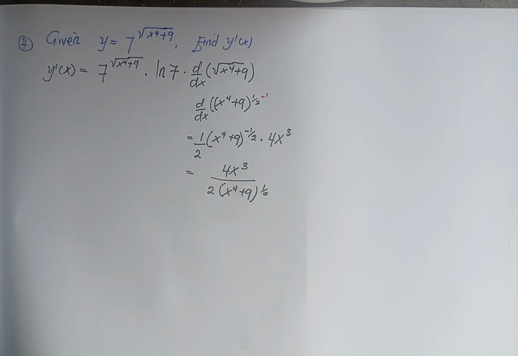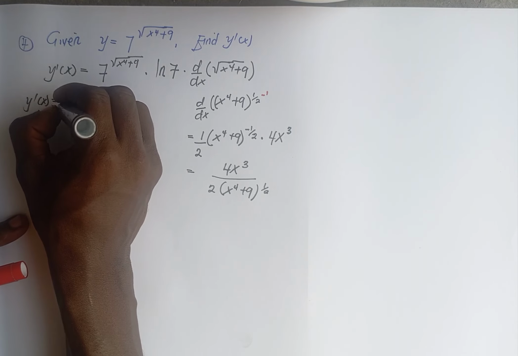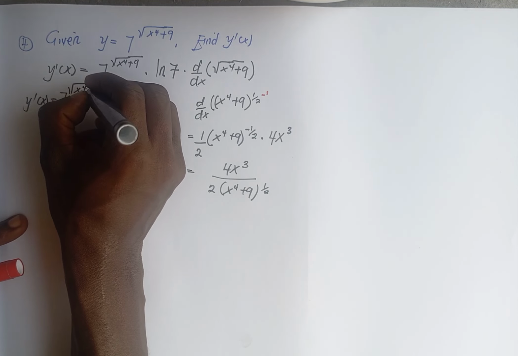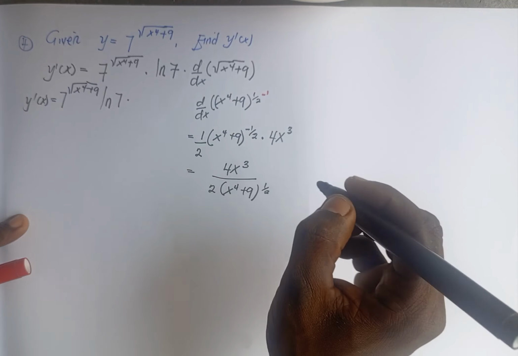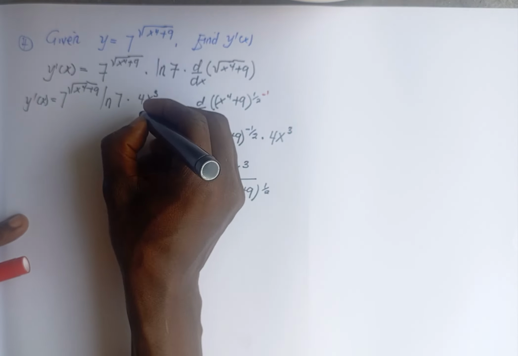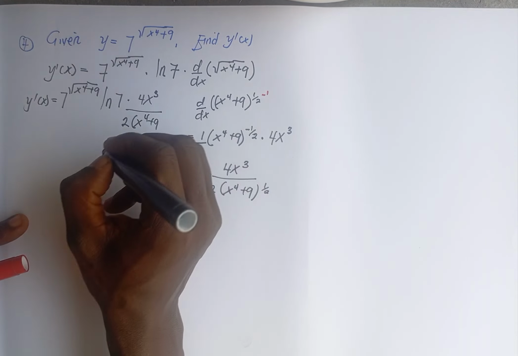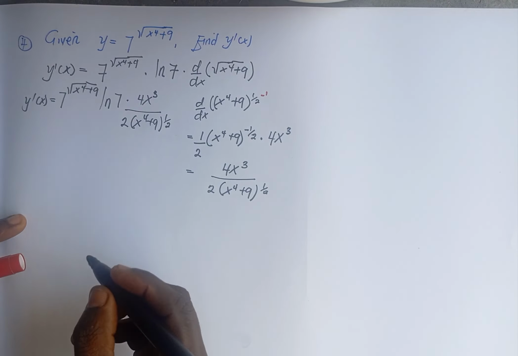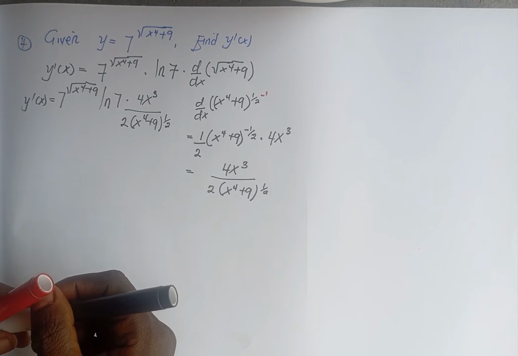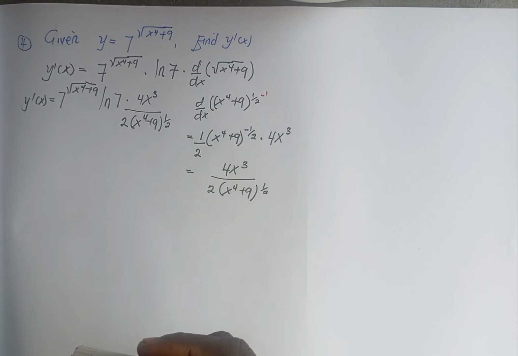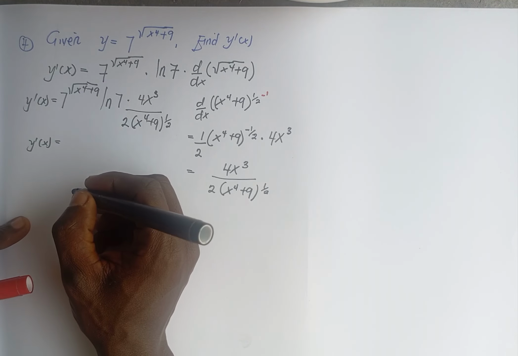So the derivative of this is that. So you just come and add it to this very part. So we have our final derivative, which is 7 power root of x power 4 plus 9 times ln of 7 multiplying 4x power 3 all over 2 times x power 4 plus 9 raised to the power half. We can just rewrite it so that it can be in a very nice form, okay? But you can leave your answer at this very point if you are stuck. But let's all solve it together so that whenever you reach there, you see how best you can write it in a very nice form.